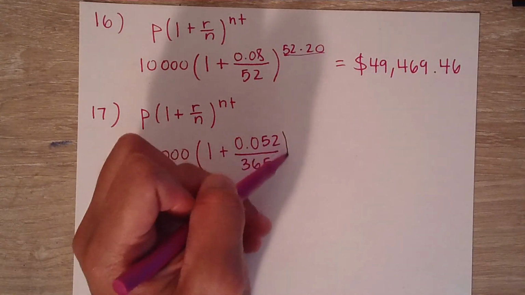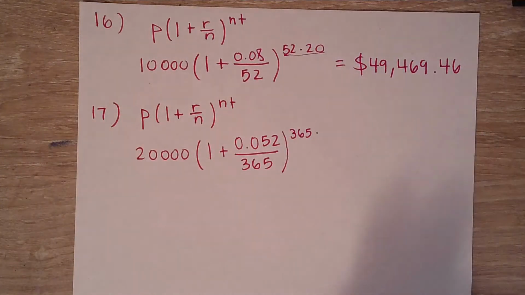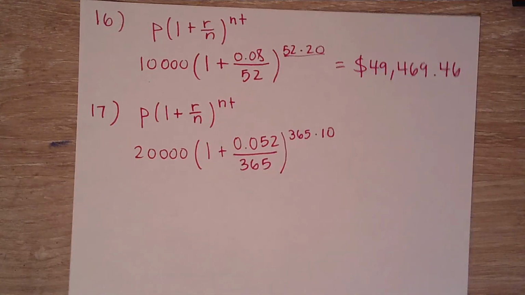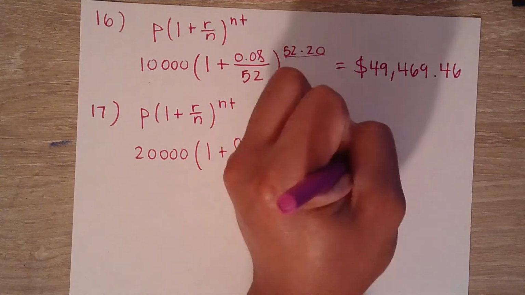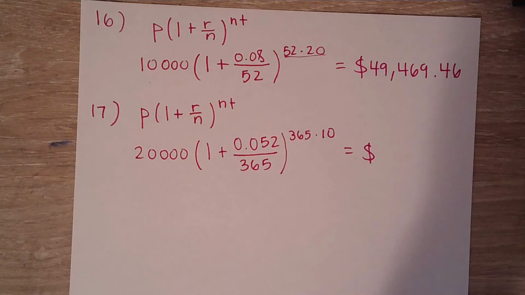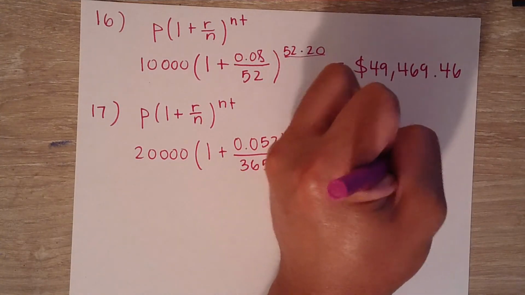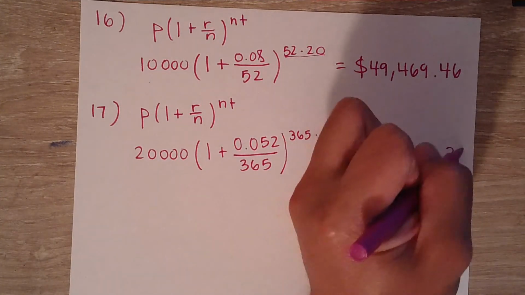Right, and then our n, same thing, 365 multiplied out by, let's see, what did they say? 10 years. Our time is 10 years. All right, so if you did that correctly, I would practice entering that into your calculator. On Go Formative, your final answer with the dollar sign and commas, $33,639.31.